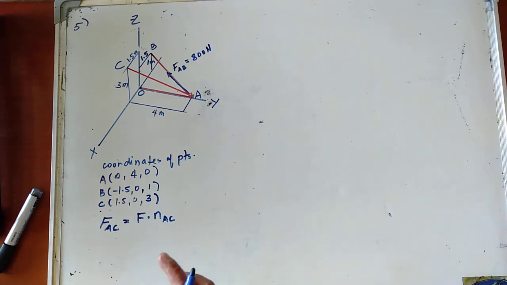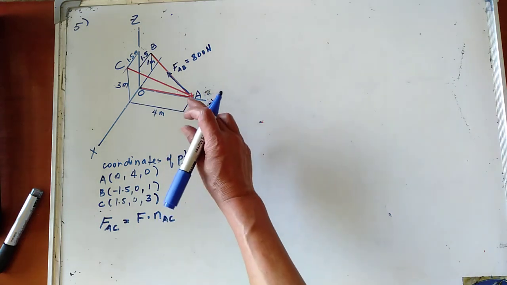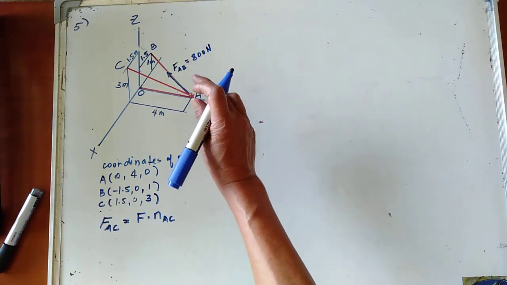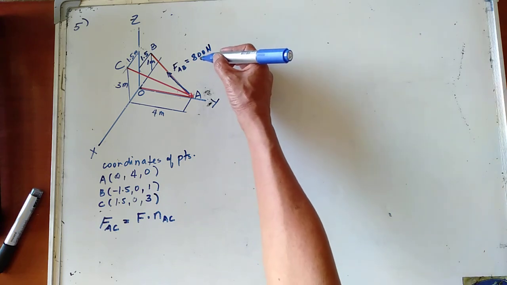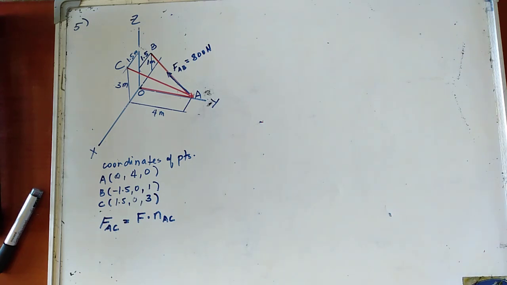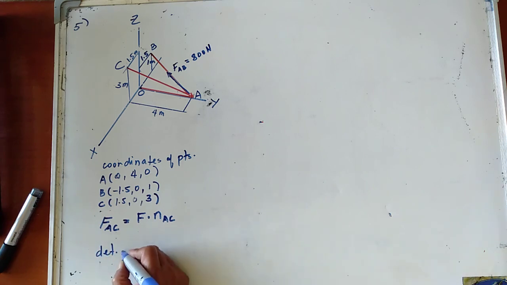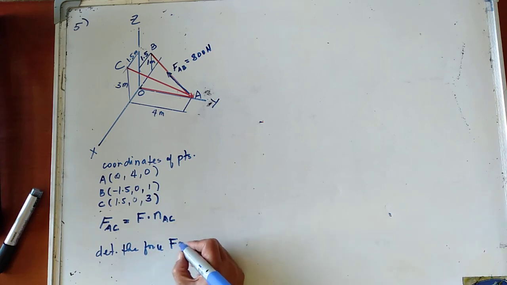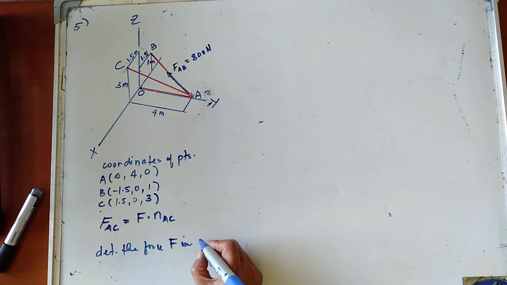So let us try to determine first the vector directed from point A to point B, having a magnitude equal to 800 newtons, in its Cartesian vector form. So let's try to determine the force F in Cartesian vector form.